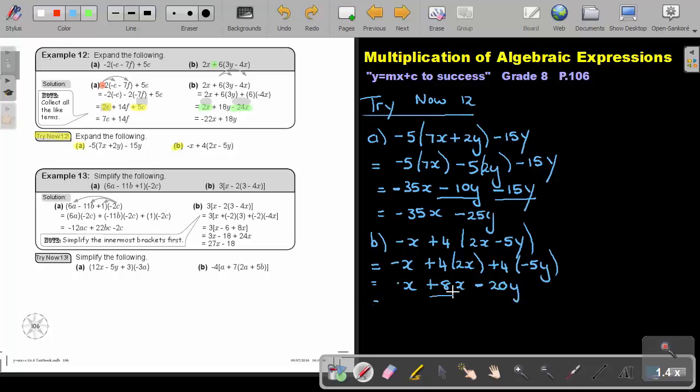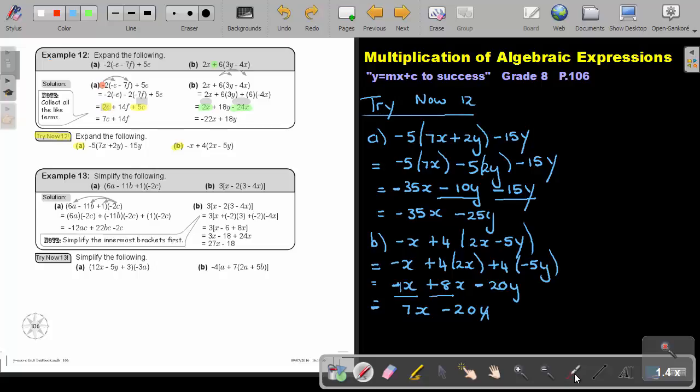Now the like terms. It was a negative, remember? Okay, so if there stands nothing, I know there stands a 1. Signs are different, so what do I do? I subtract, so I get 7. And I take the sign in front of the biggest number. And then this was just an equal. And then this will be negative 20y. And that was my final answer.